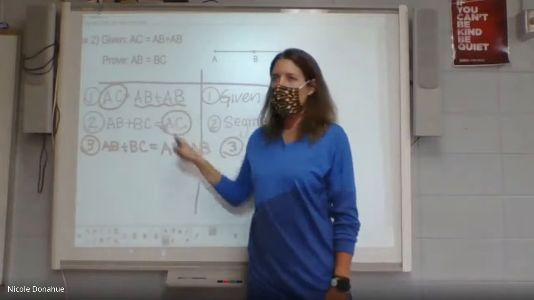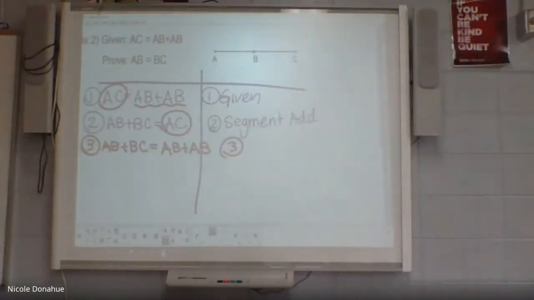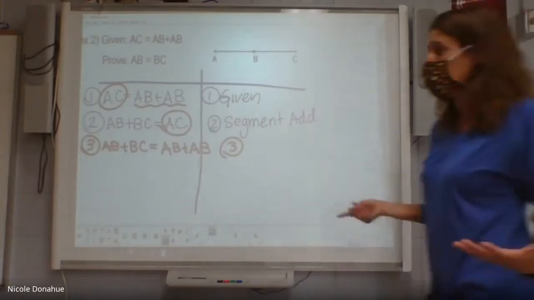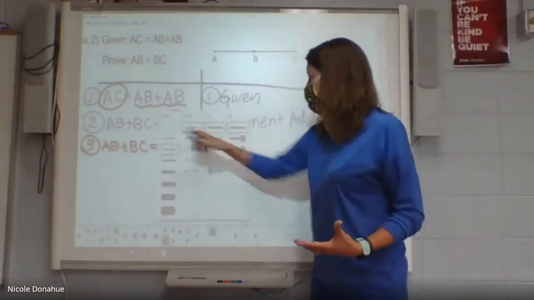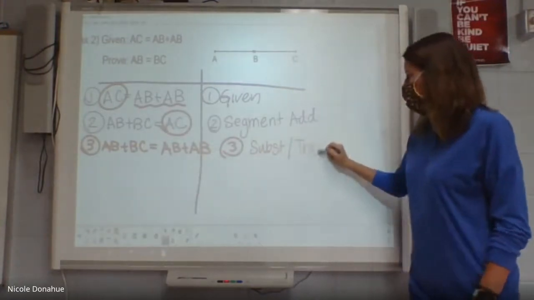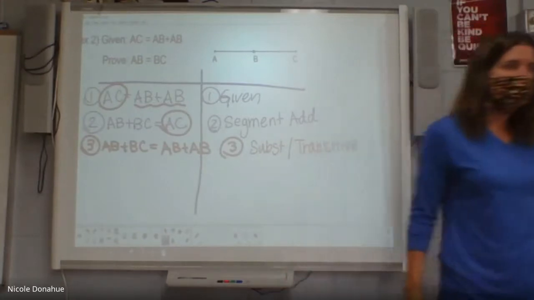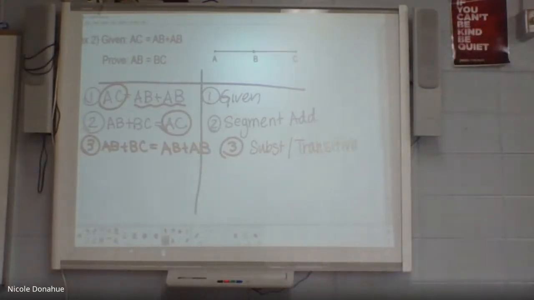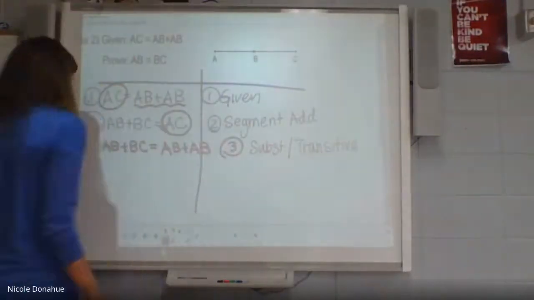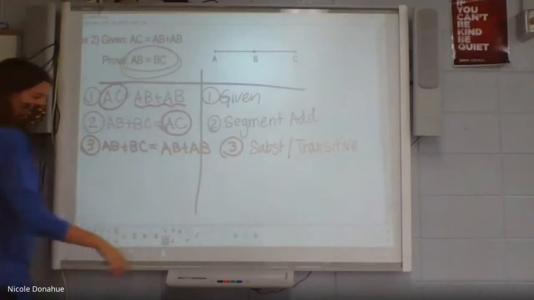What does it mean when I replace something in math? What reason do we use? Substitution. You could use transitive in this case, they both equal AC. Either one is fine. Substitution or transitive. And we're almost there, you guys. We're about 2 steps away from having it. We're trying to prove that AB equals BC. That's what we're trying to get to.